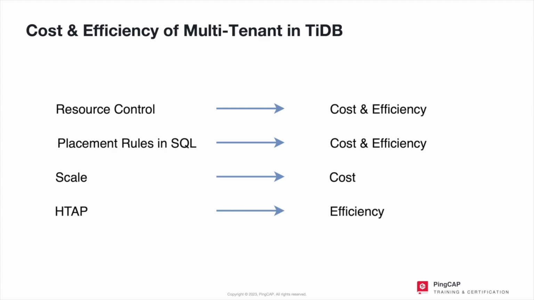So to review what we discussed, resource control helps with cost and efficiency. Placement rules in SQL also help with cost and efficiency. Scale helps with cost, and HTAP with efficiency.